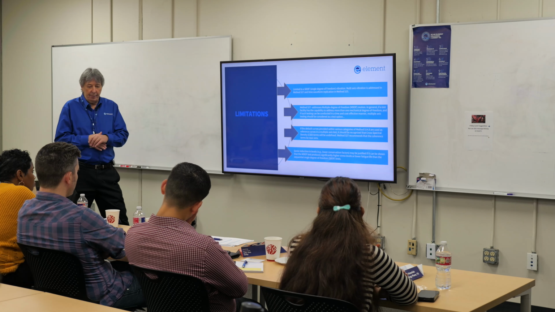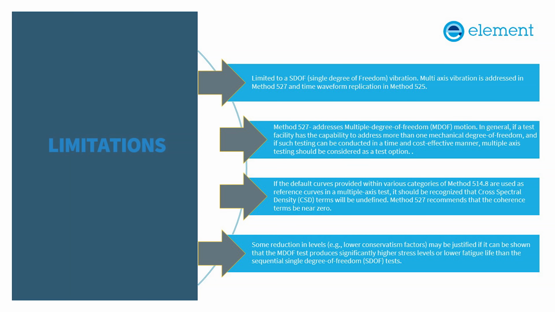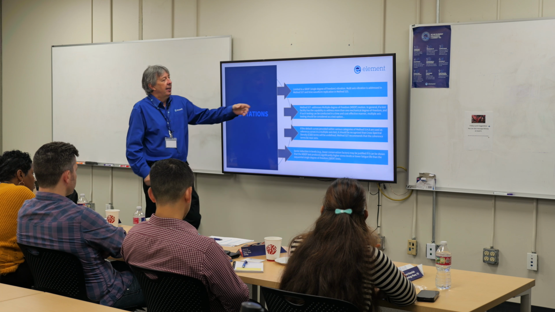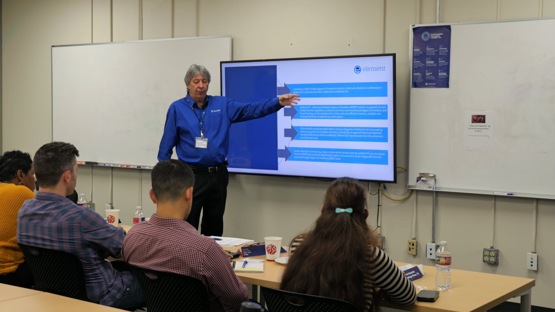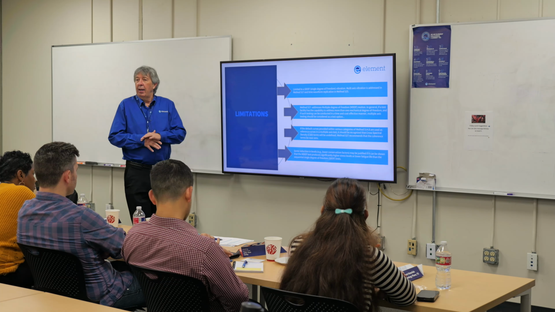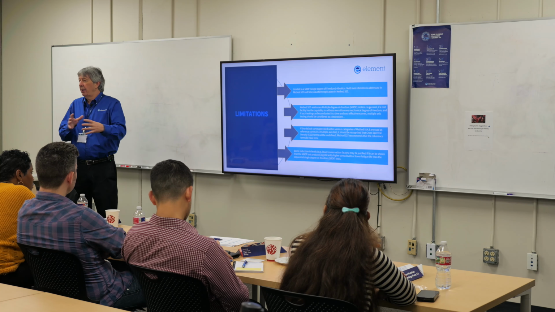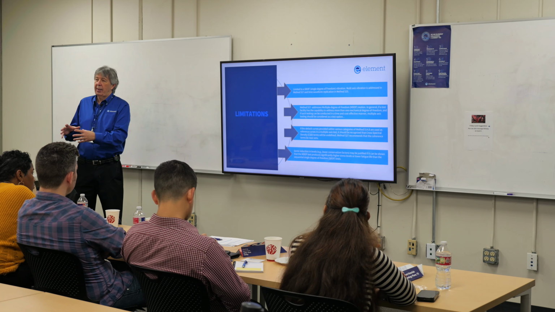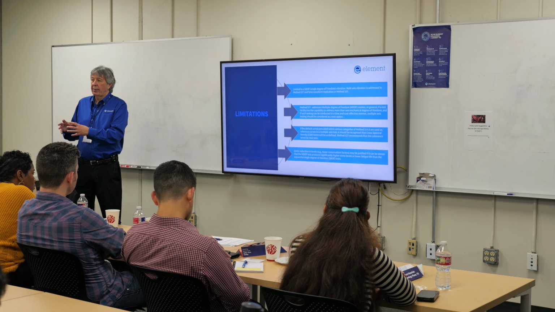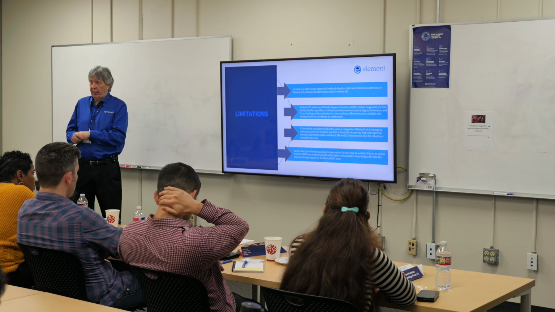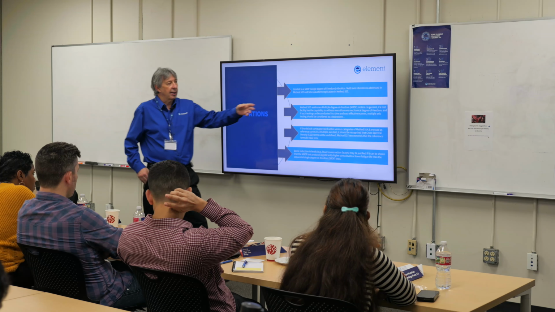So, not in method 514. Method 527 is MIMO, again triaxial. So, again, a different method. 527 and 525, like we talked about: if you have a system that's responding and you take an accelerometer, you have to get that curve. We can go in and take that response and turn it into a drive wave on our shaker. So that's a waveform replication, that's 525.